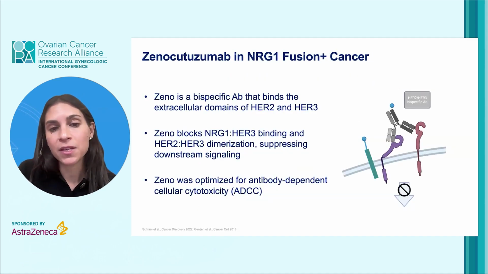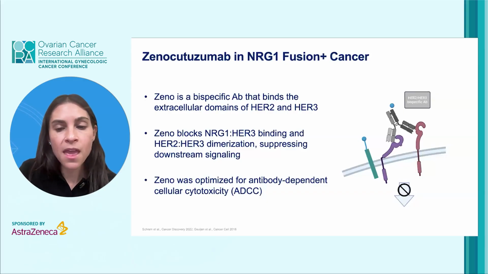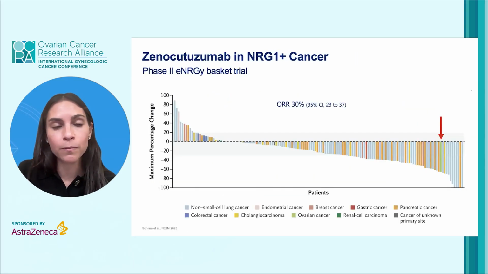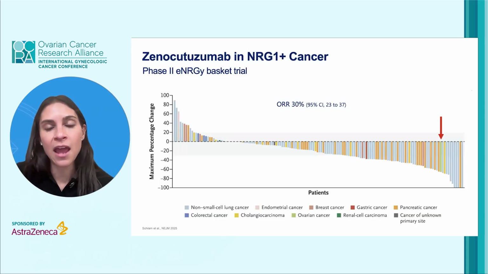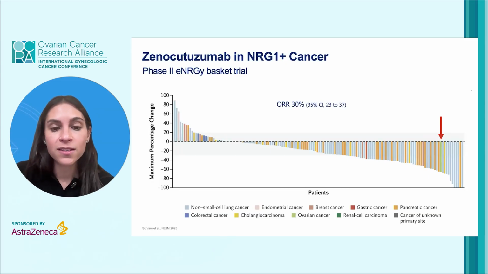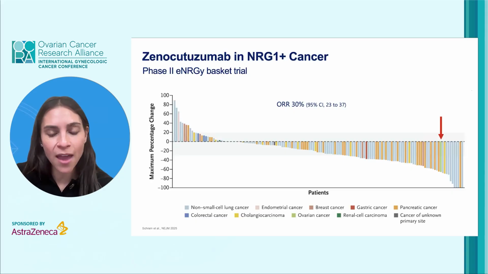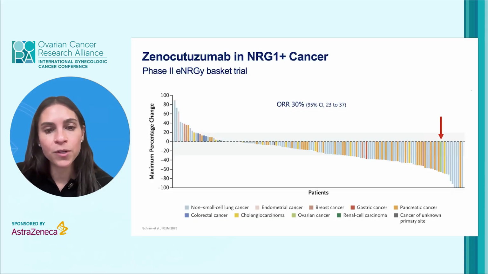Zenocutuzumab is a bispecific antibody that blocks this NRG1 fusion from signaling and causing cancer growth. And it was also optimized to allow the immune system to see cells that had this molecule bound to it. So there is an immunotherapy component as well. This is a waterfall plot showing zenocutuzumab activity in NRG1 positive cancer. This is across tumor types in what we call a basket trial. The overall response rate was 30%, but you see the majority of patients had tumor shrinkage.